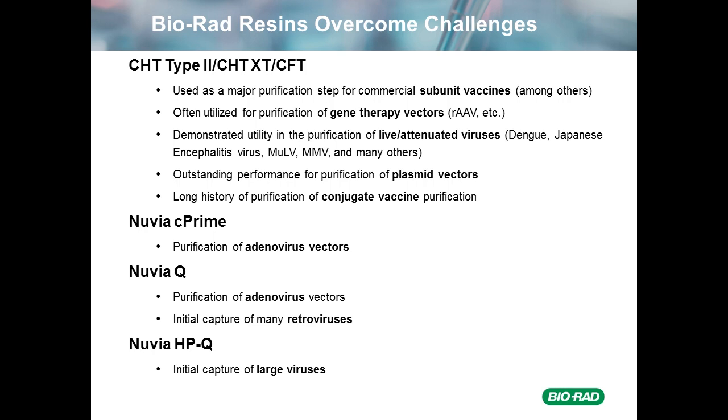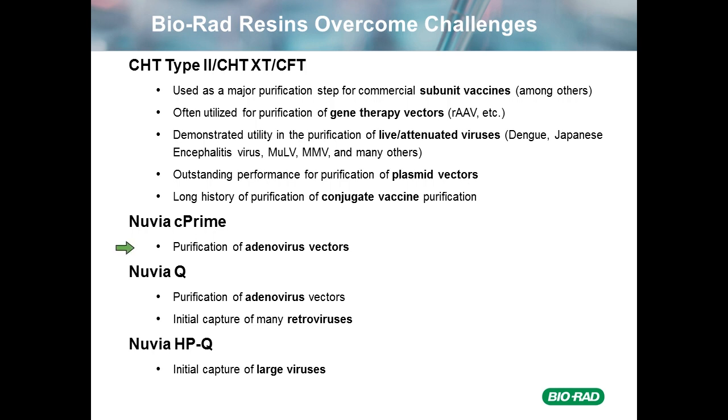I just want to summarize briefly what I've talked about. I've shown you that CHT type 2 or CHT, XT, or CFT are used as a major purification step for a variety of subunit vaccines and other gene therapy vectors. It has demonstrated utility in the purification of live and attenuated viruses. I haven't gone into most of these, but they're in the literature if you're interested. CHTs also have really good performance for purification of plasmid vectors. I haven't talked at all about this, but CHT is highly used for plasmid purification, and we have presentations on that as well. And it has a long history of purification of licensed conjugate vaccines.